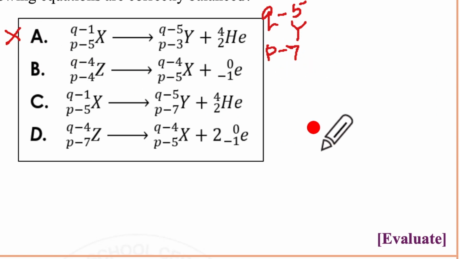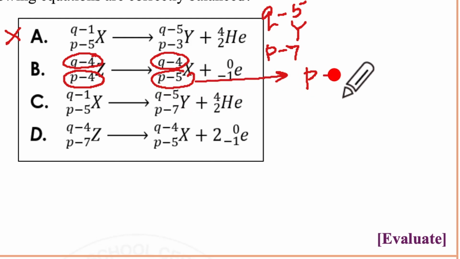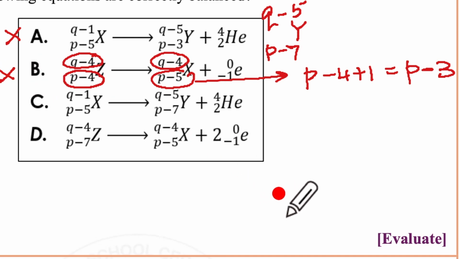So A is wrong. Let us look at B. It is emitting a beta particle. So this mass number remains the same, and this p minus 4 should become p minus 4 plus 1, which means it should be p minus 3, but they have given p minus 5, so that is wrong.